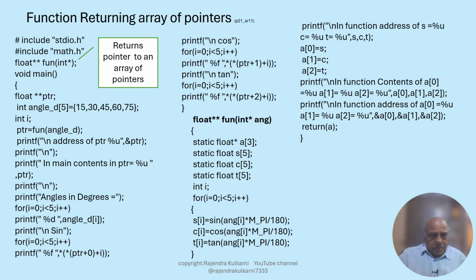So this printf statement, angles in degrees is equal to, and the first for loop simply displays the angles or the contents of array angle underscore D. This printf statement, printf %f, star of, into the bracket, star, into the bracket, ptr plus 0 plus I.